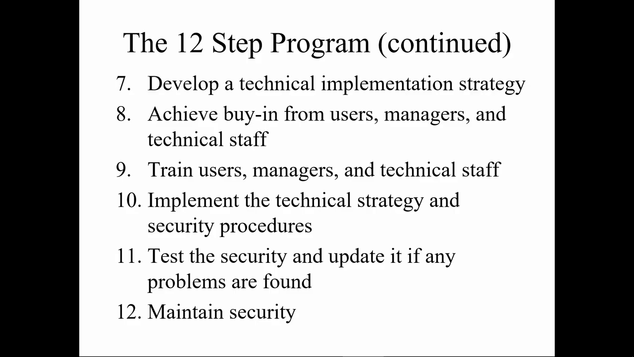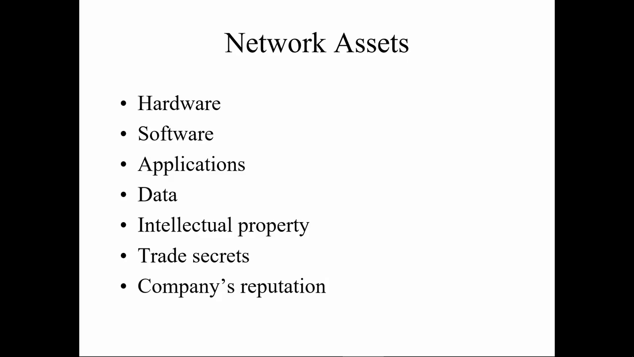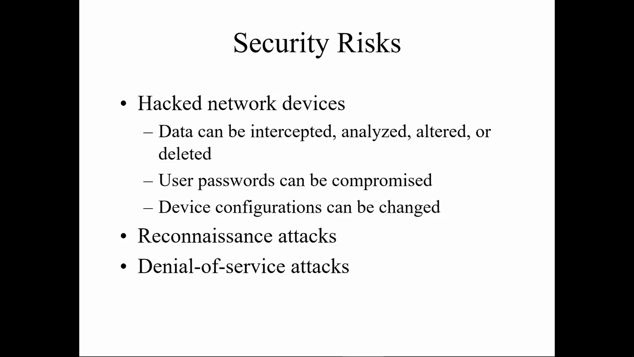So, what are some network assets? Network assets could be any hardware, software, application, data requirements, intellectual property, secrets, or even the company's reputation. All of those are components of a network asset, or assets for an organization. So what do we mean by security risks? It could be as simple as hacked network devices. What data can be intercepted? How can it be analyzed, altered, or deleted? Could there be something in place to prevent that?